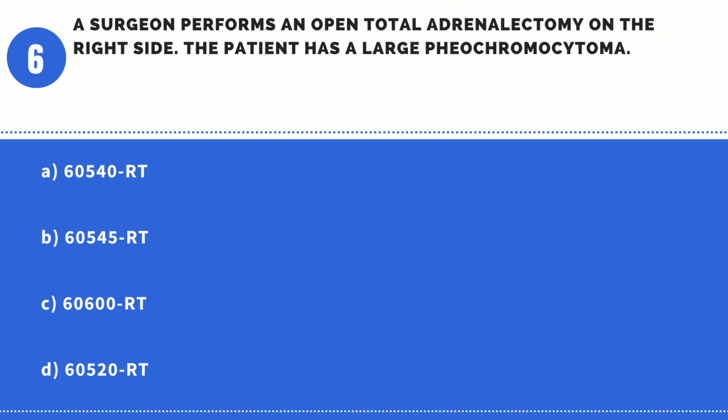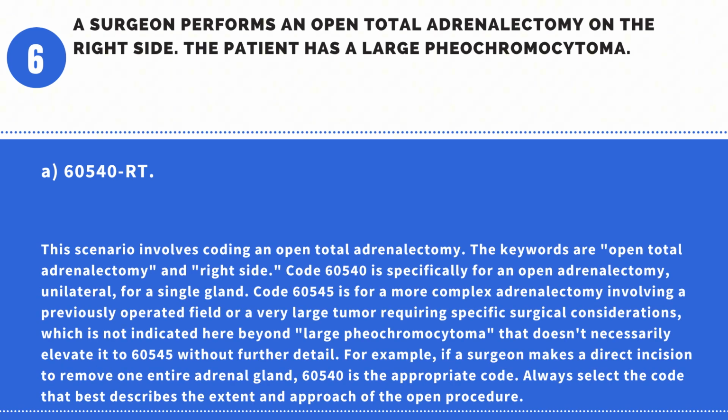Question 6. A surgeon performs an open total adrenalectomy on the right side. The patient has a large pheochromocytoma. A. 60540 RT. B. 60545 RT. C. 60600 RT. D. 60520 RT. Answer, A.